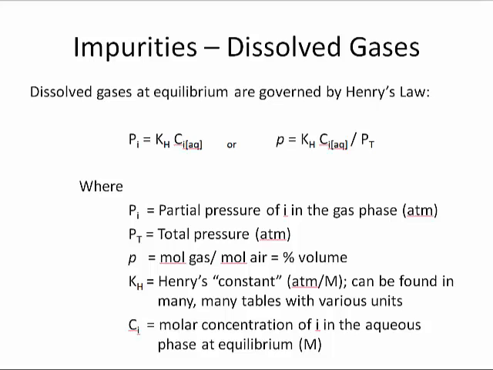I want to take a few minutes to cover dissolved gases. Henry's law is defined as the partial pressure of a gas in the gas phase, Pi, equals the Henry's constant, which is specific for a gas, so this is something that you would look up in a table for each gas, multiplied by the aqueous concentration. We can also write this in terms of the molar percent volume that a gas is present in air, and that would be a function of the total atmospheric pressure, PT.